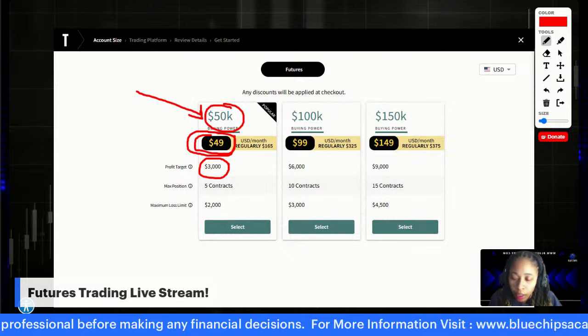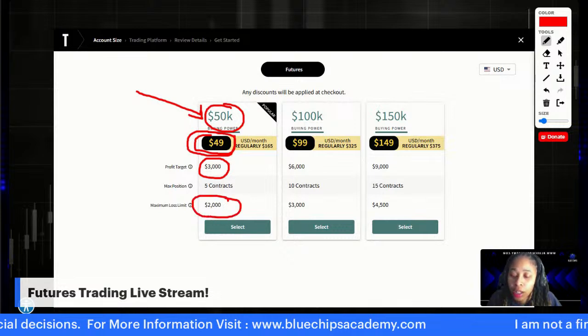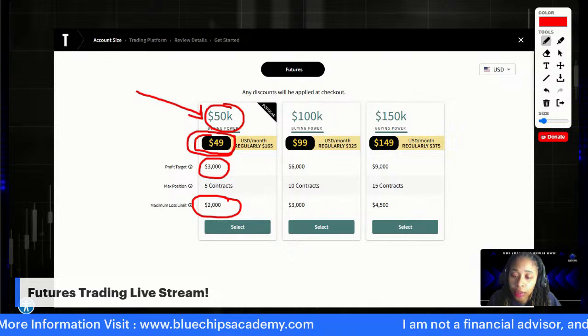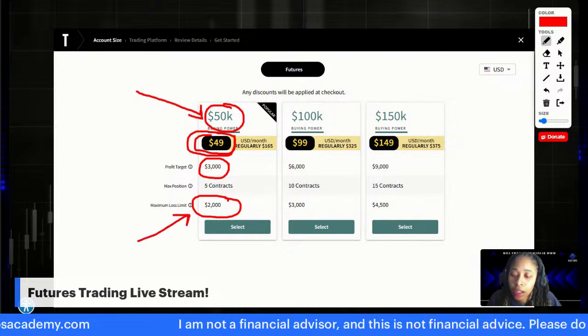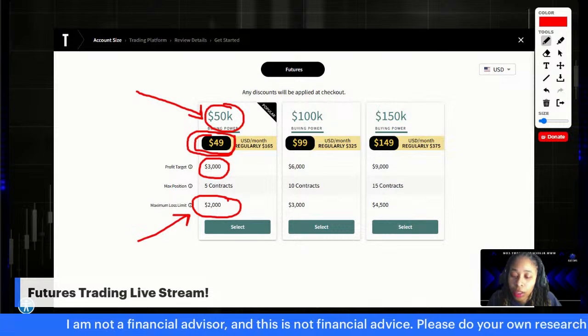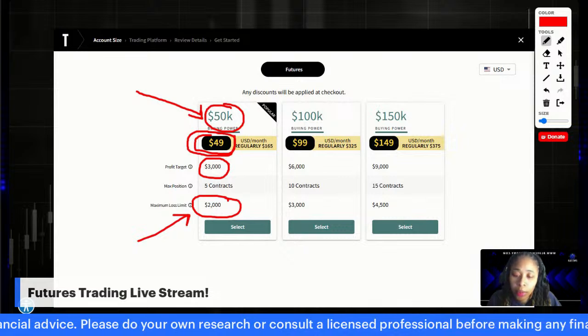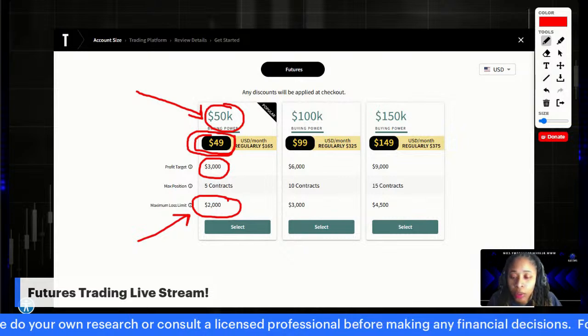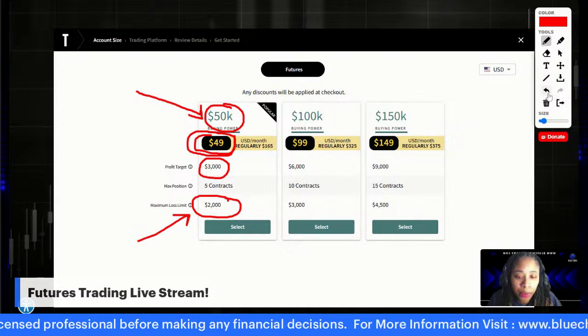What it also says is if you lose $2,000, then you've breached your account. So you want to be very conscious of this and make sure that you stay within those parameters. You also get a daily loss limit, which is $1,000, so you want to keep that in mind too. I always tell my students to try not to lose more than $500 in a day, which is about 1%.